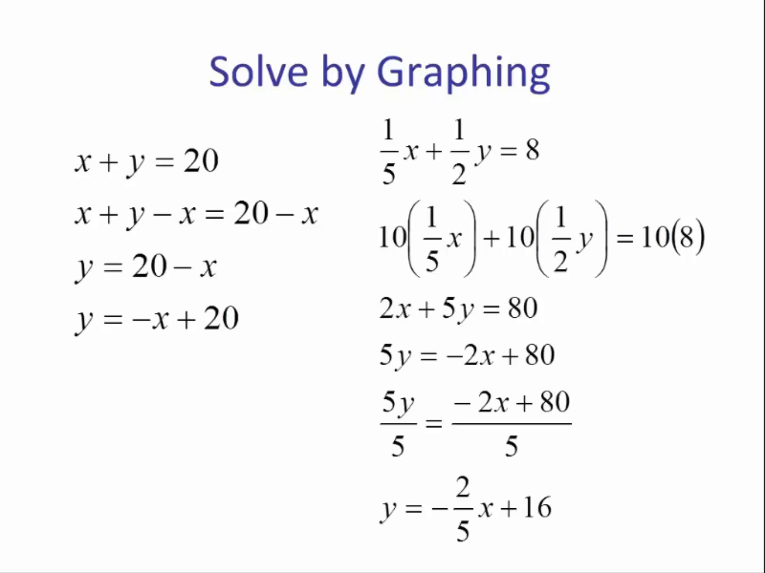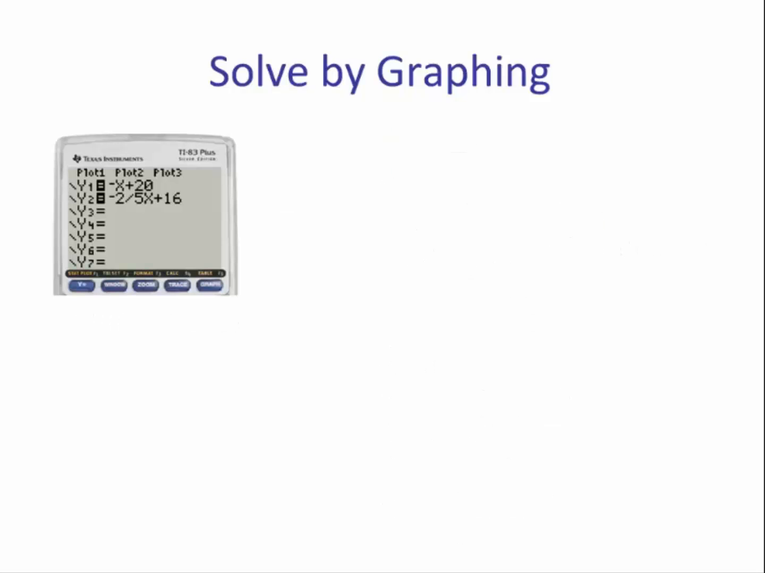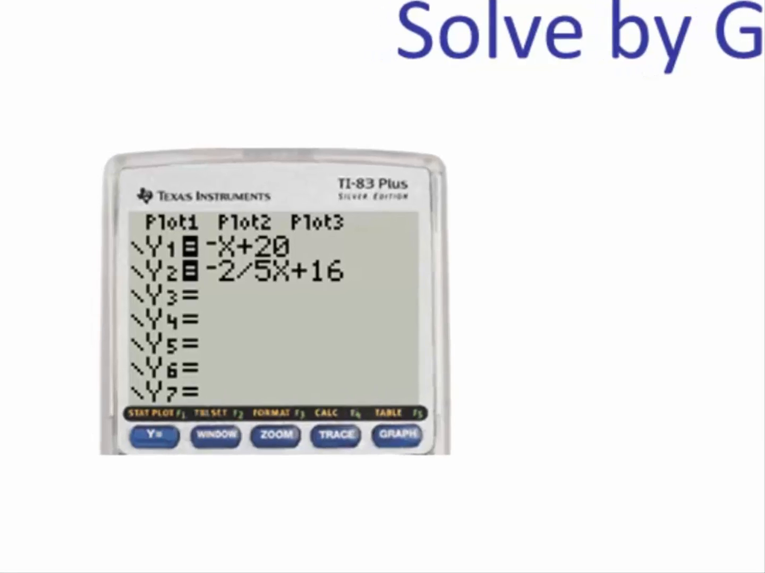We could use graph paper, or we can use our graphing calculator. Using the graphing calculator, we hit our y equals button, type in the first equation, negative x plus 20, and type in the second equation in y2, negative 2/5 times x plus 16. Next, we want to position the window setting so we can see the intersection.